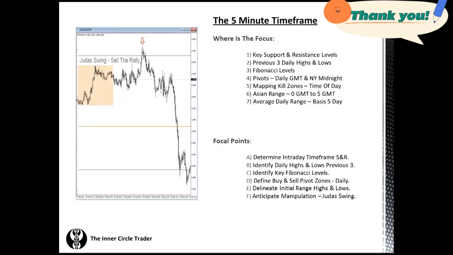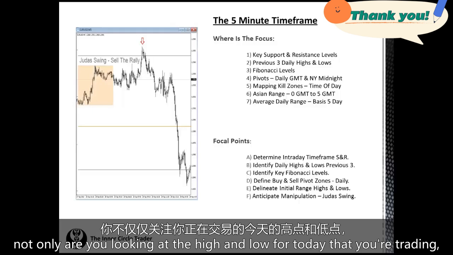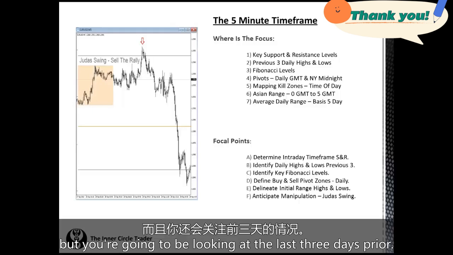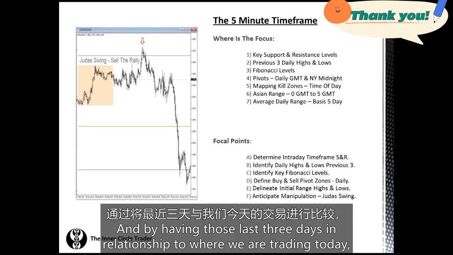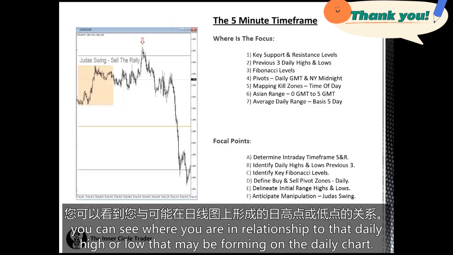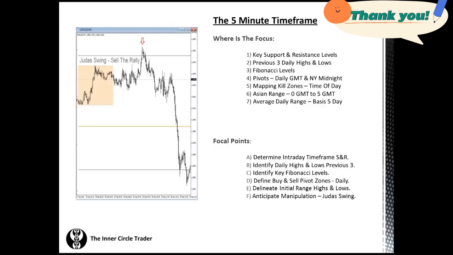Okay, so in other words, not only are you looking at the high and low for today that you're trading, but you're going to be looking at the last 3 days prior. Why 3 days? Because it takes 3 bars to make a swing high and/or swing low. And by having those last 3 days in relationship to where we are trading today, you can see where you are in relationship to that daily high or low that may be forming on the daily chart.